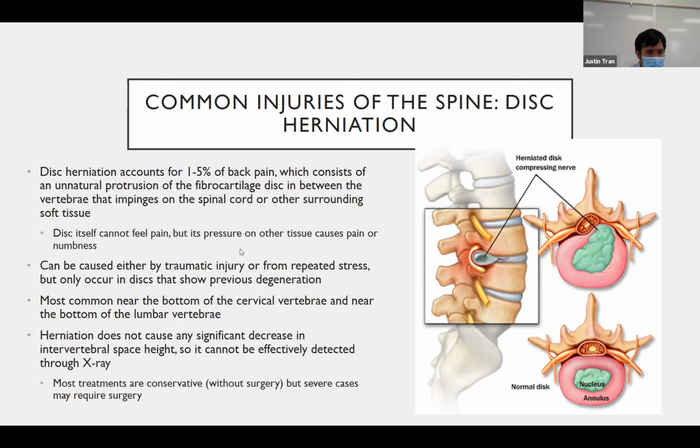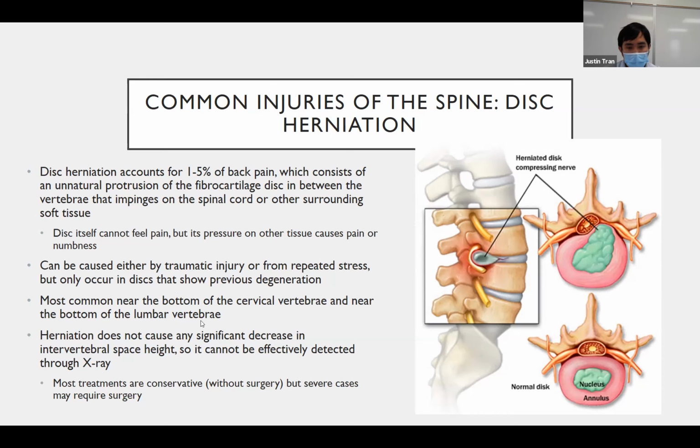Okay. And this can be caused by either traumatic injury, so if you have a large compressive load on your spine, and that doesn't fracture your spine, then it could cause one of your discs to pop out. And it could also be caused by repeated stress. But the second case only really occurs for discs that show signs of degeneration. And so for the second case, this is something that happens over a long period of time.